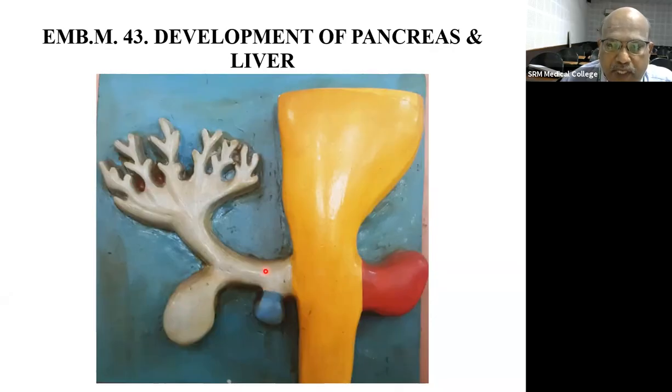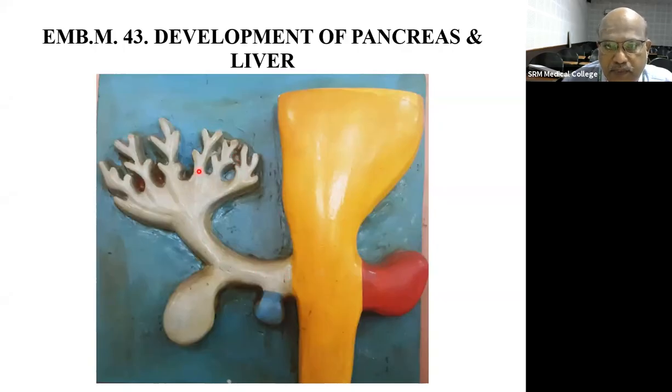Your hepatic diverticulum gets divided into pars hepatica and pars cystica. Pars cystica gives rise to the gallbladder. Pars hepatica enters into the septum transversum, where it divides to form the liver. Septum transversum is part of mesoderm. So your connective tissue, your outer covering, your Glisson's capsule, are derived from mesoderm. But this endodermal diverticulum divides to form the remaining part of your liver.